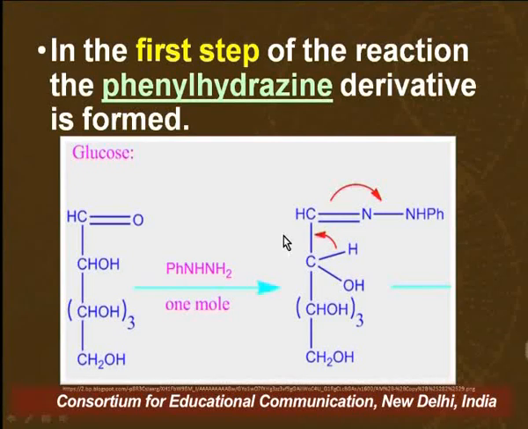So what do we have? We have CH double bond N, NHPh. Ph is the abbreviation for the phenyl group here, and this molecule is known as phenylhydrazone.